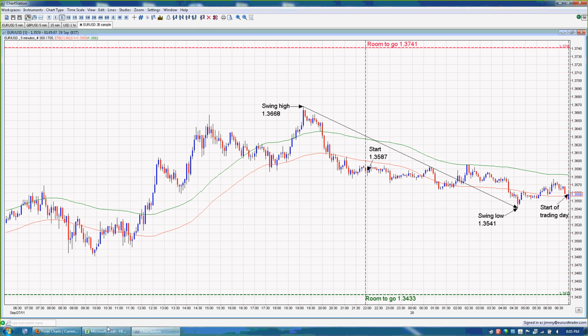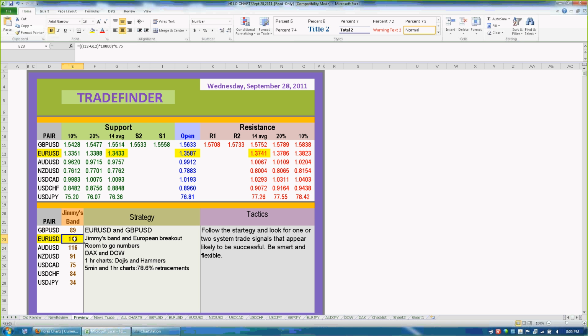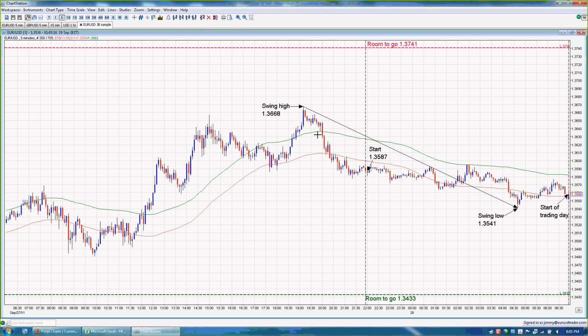Now, we need the swing to be at least 116. Is 127 at least 116? And the answer is yes. So therefore, we've met our swing requirement. Our swing requirement's been met, so we know that's in business.